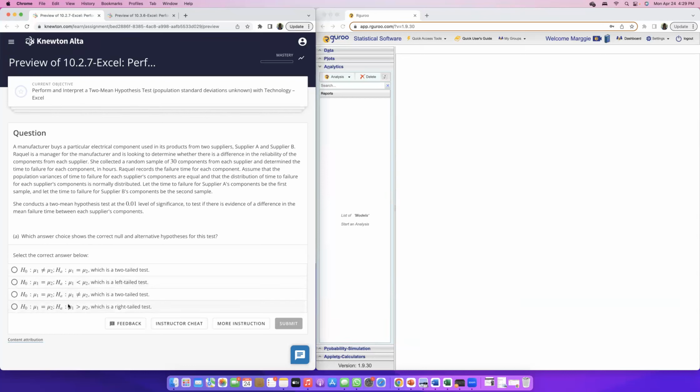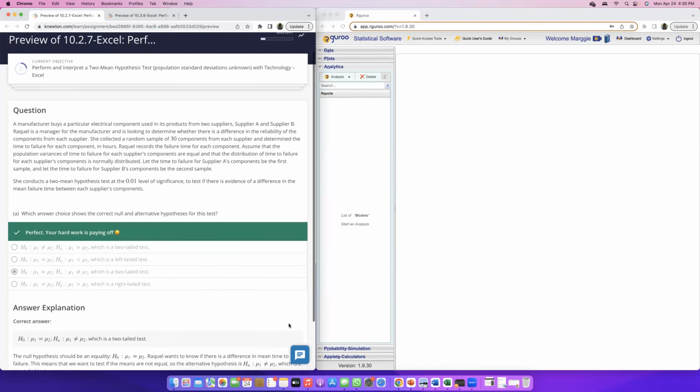Now, for the alternative, the only thing we need to know is if there is evidence of a difference in the mean failure. We don't have direction. We don't have anything telling us here whether the time to failure for supplier A's components is smaller than the time to failure for supplier B's. So since we have no direction, we go with just difference, mu1 different than mu2. So this one here is going to be our response.